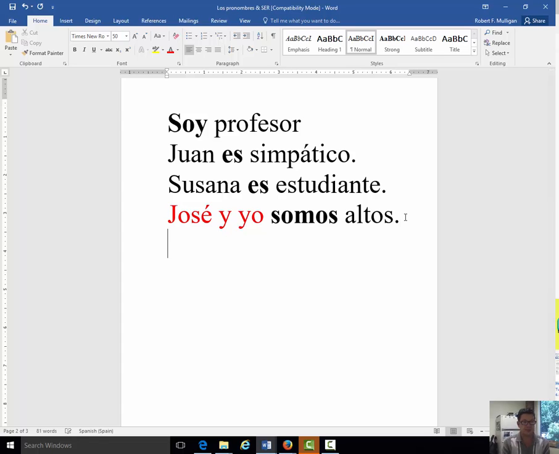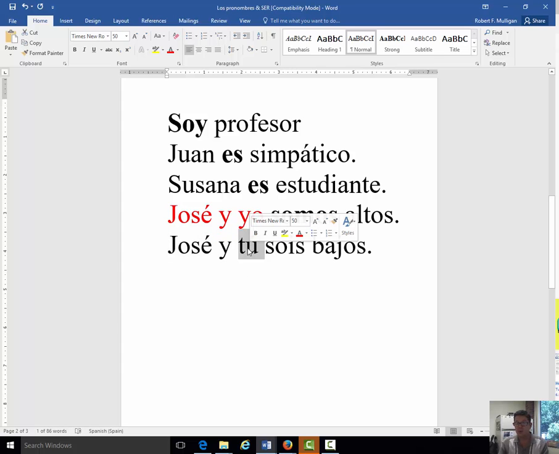How about, let's try another. Jose y tú sois bajos. Jose and you are short. Jose and you. Now we know that tú is the informal you. Informal. So we're talking about Jose and you. Now it's y'all, informal. Vosotros, the vosotros form. And the conjugation is sois. Vosotros sois bajos.